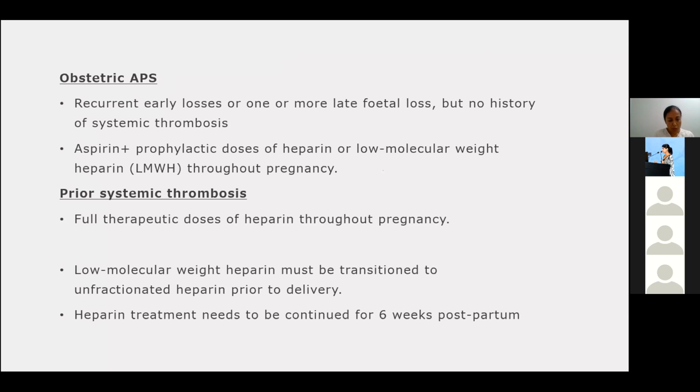If the patient was started on low molecular weight heparin, it should be transitioned to unfractionated heparin prior to delivery. And heparin treatment needs to be continued for 6 weeks postpartum. As we all know, warfarin is contraindicated in pregnancy.